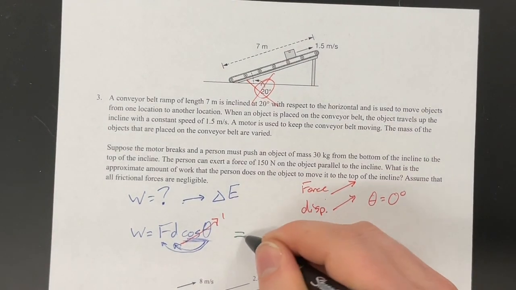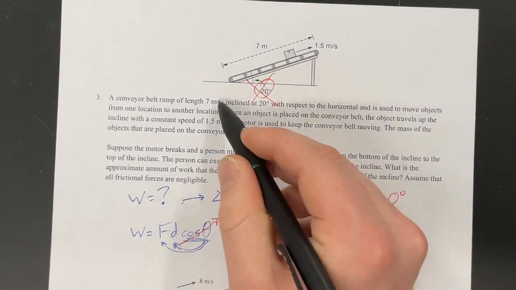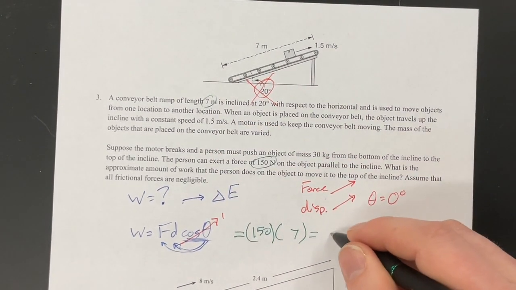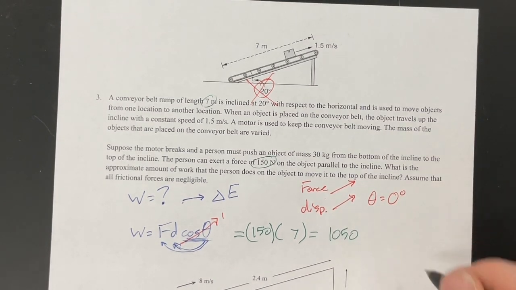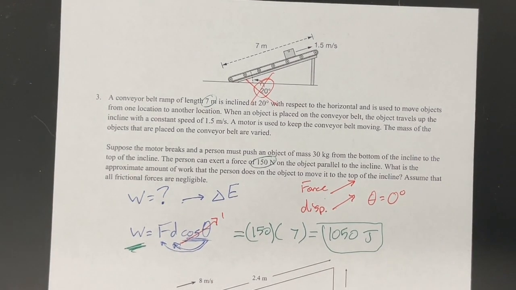All right, so what's our force? 150. What's our displacement? 7 meters. Okay, if you multiply those, you get 1050 units. Joules. Done. So some of these problems do go pretty fast. It's just in recognizing when do you use FD, when do you use FD cosine theta. Questions before our last problem?